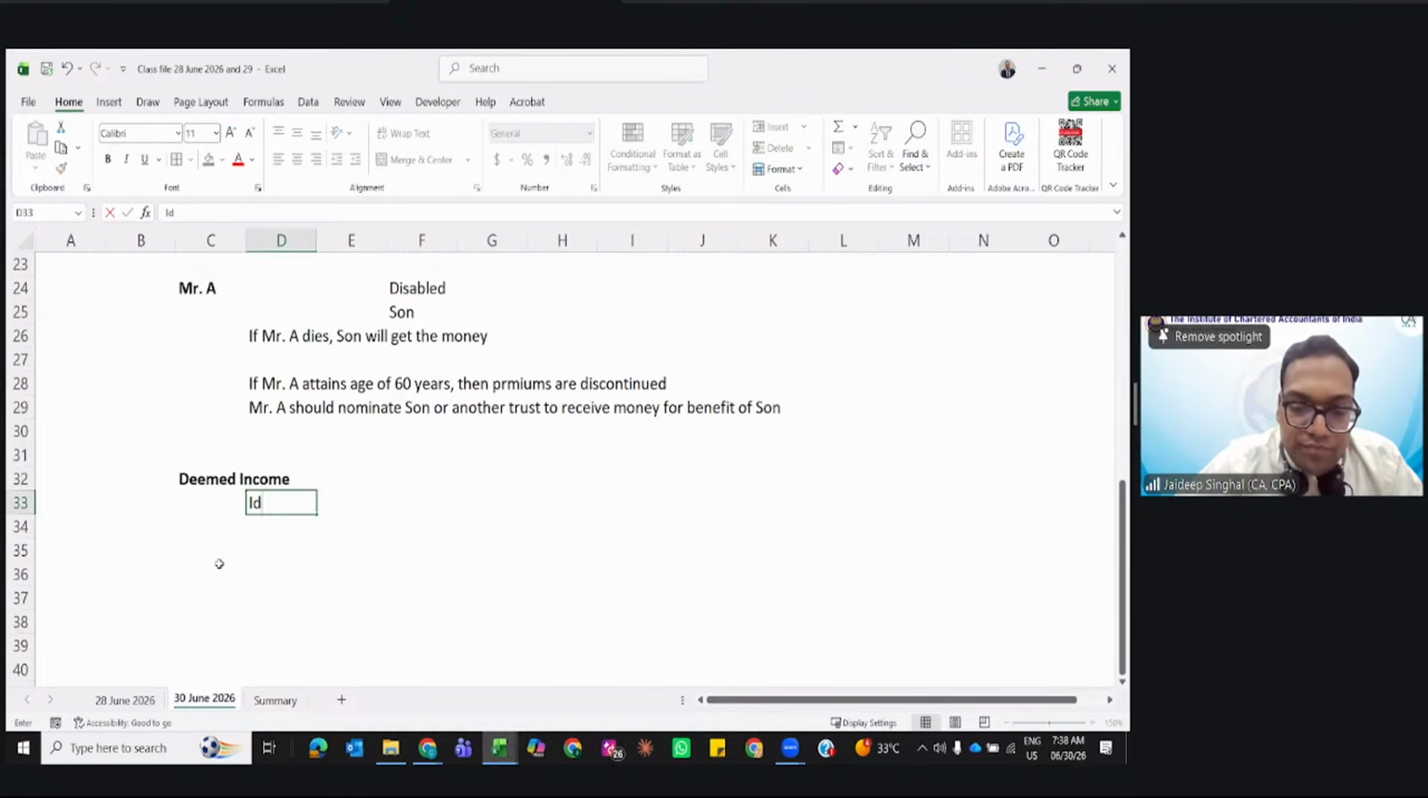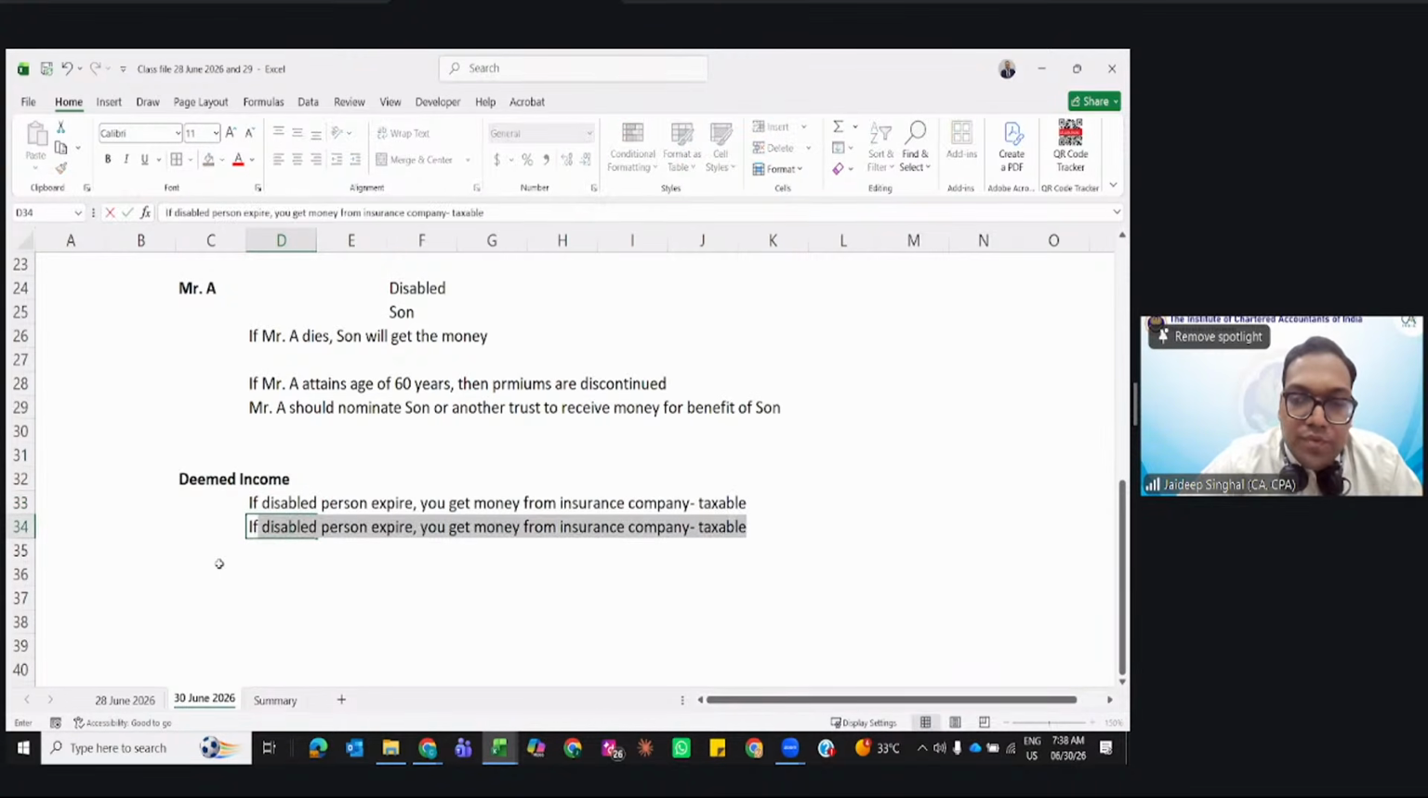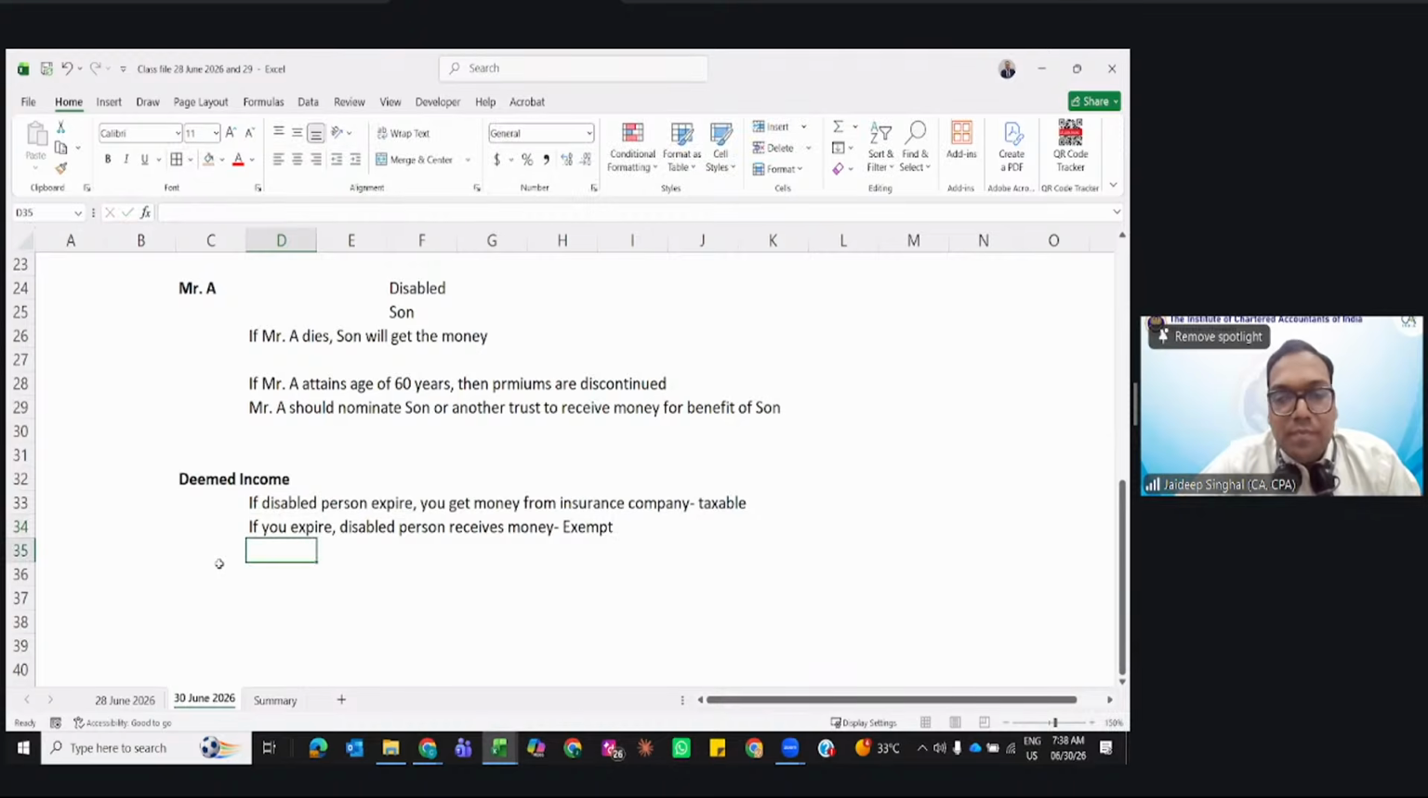Deemed income. This is the crux that I'm writing: if the disabled person expires and you get money from the insurance company, it is taxable. If you expire, the one who has taken the policy, and the disabled person receives the money, it is exempt. You need to see who is receiving the money. If the disabled person is receiving, it is non-taxable. Otherwise, it is taxable.